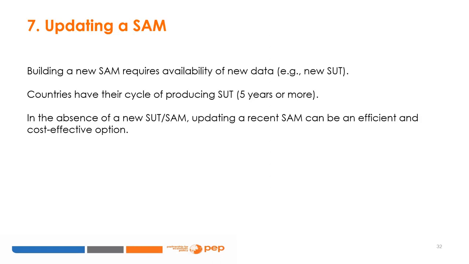Computable general equilibrium models require the use of the most recent social accounting matrix, SAM. The data used to build a SAM comes from different sources, such as national accounts, surveys, government financial accounts, international trade data, etc. The primary source of information for a SAM, for instance, the national account tables, are generally prepared every 5 years or more. Therefore, it is possible to update an existing SAM using the most recent macro and meso data available, where a new SAM cannot be constructed.